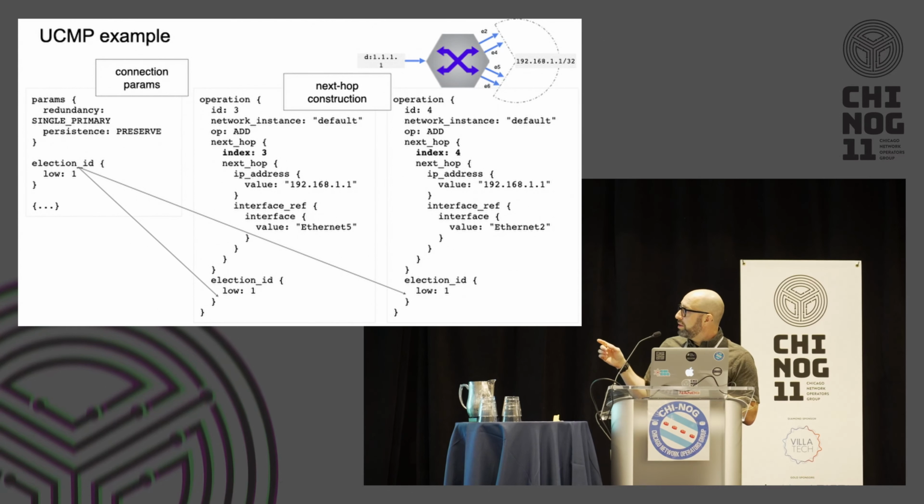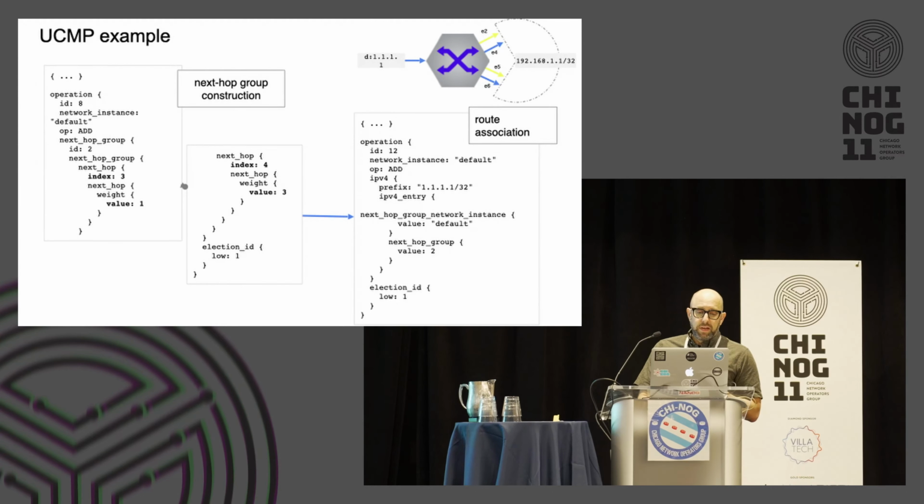But in this case, what I want to do is build the next hops. So I'm going to specify Ethernet interfaces 2 and 5 as being the next hops associated with this particular route. I'm going to assign weights to them. So I've got the next hops built here, indexes 3 and 4. I will assign weights to them. You'll note that the weights are not equal. And then I will associate a route with these. So what I'm doing here is pointing 111/32 to resolve over the next hop group that is constructed here using those interfaces.